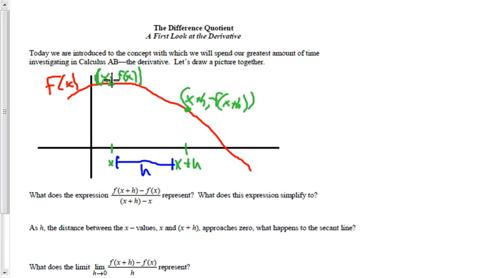All right, now through any 2 points we can draw a line. So I'm going to draw this line right here, and just like when we were working with circles, that is known as the secant line. Now let's look at what this first question asks us. We have the secant line going through 2 points, and the question is, what does the expression f of x plus h minus f of x, all over x plus h minus x, represent? And then what does this expression simplify to?